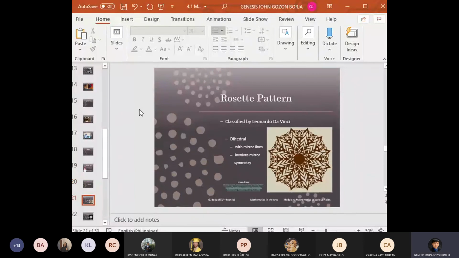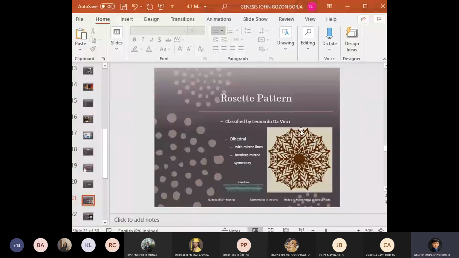Okay? So for the rosette pattern, as we have discussed, we have no linear direction involved. So for instance, dito sa pattern na ito, ano yung motif na umuulit-ulit? So we can take this part, kunyari, diba?